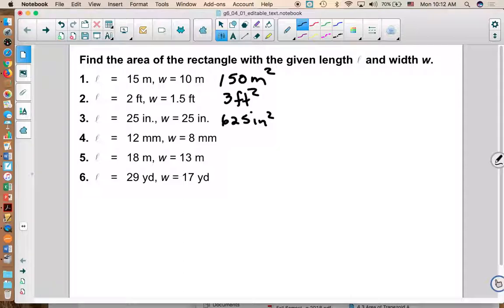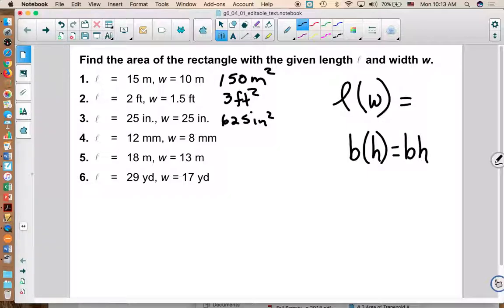Good. So finding the area of a rectangle is pretty simple, right? It's nothing more than length times width. Do you agree? Okay? Nothing more than that. So that's pretty simple for you. That was base times height. It's the same thing as calling it base times height, or BH, same thing. You can call it length times width. You can call it base times height. You're talking about the same stuff, okay?